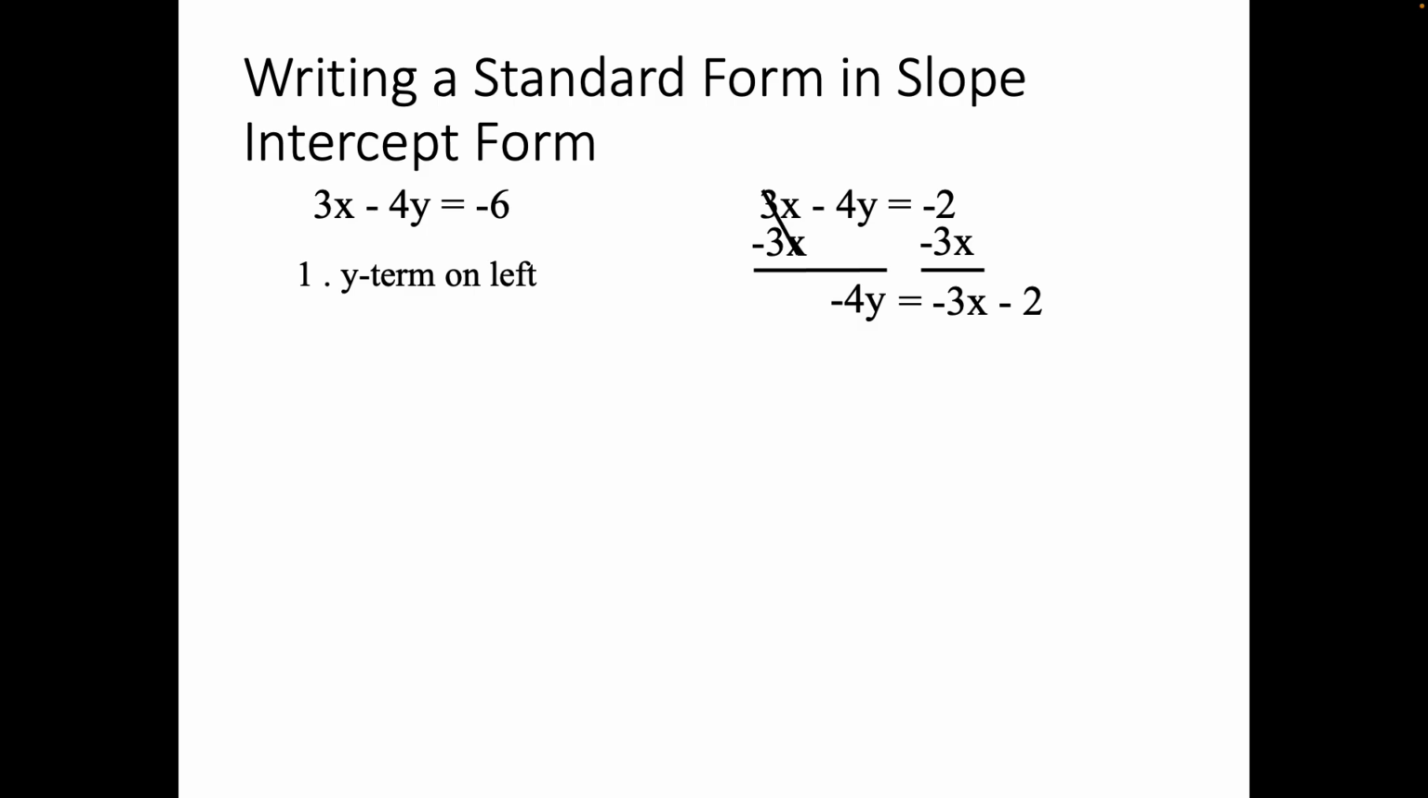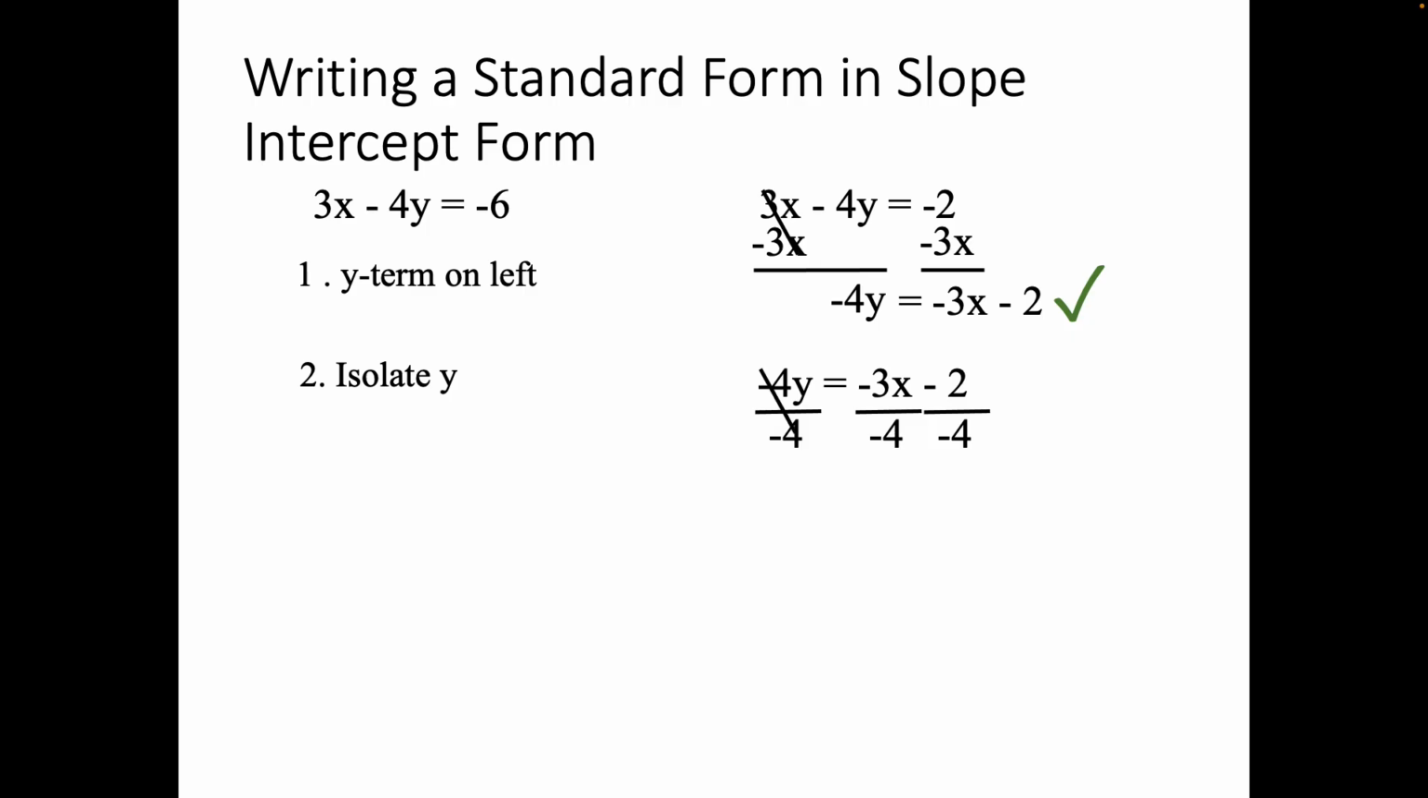negative 3x minus 2 on my right. So now I've gotten my y term on the left, and the only other thing I need to do is to isolate y. The format is y equals mx plus b, not negative 4y equals something, so I want to get that y isolated. So it's negative 4 times that, so the opposite of that is to divide by negative 4. But of course, if I do that to that term, I need to do it to the negative 3x term, and the negative 2 term as well.